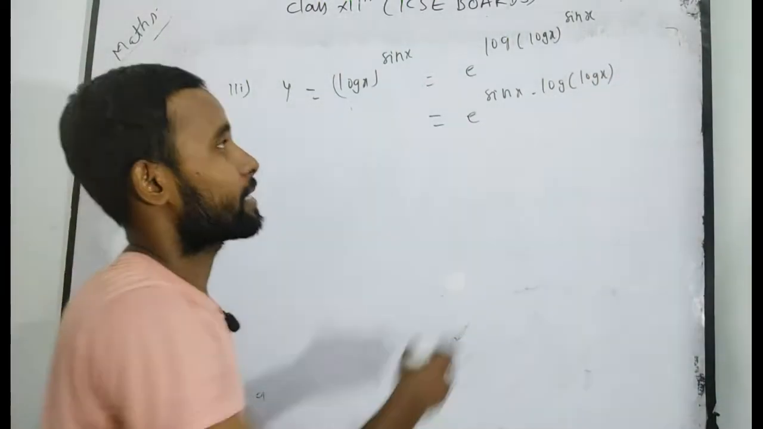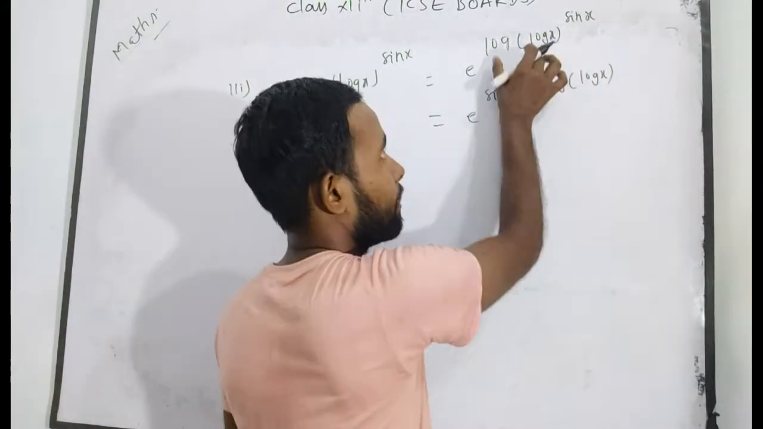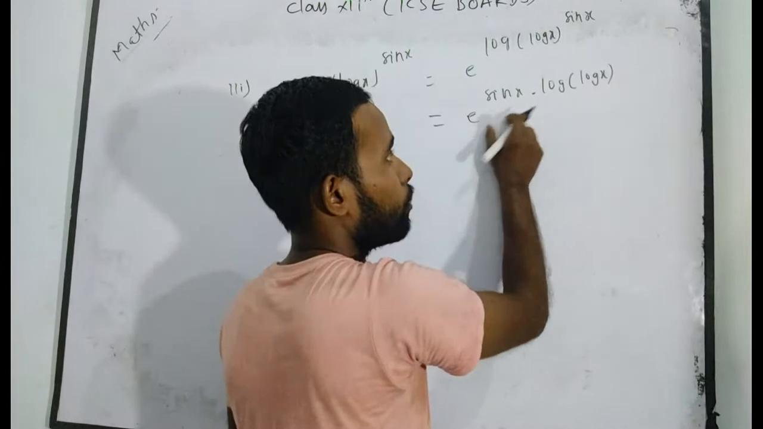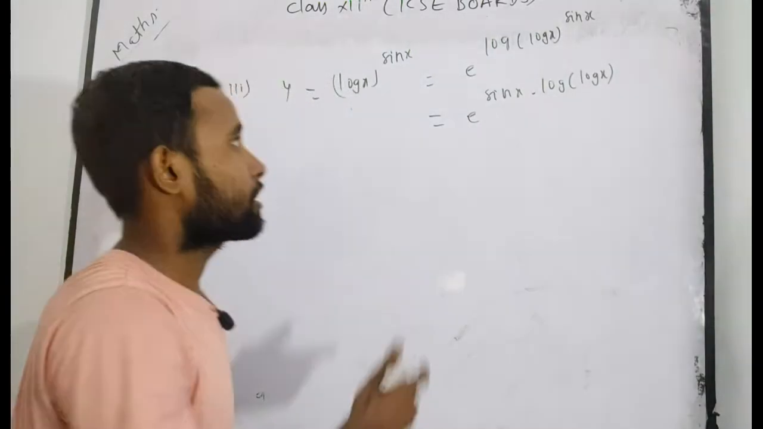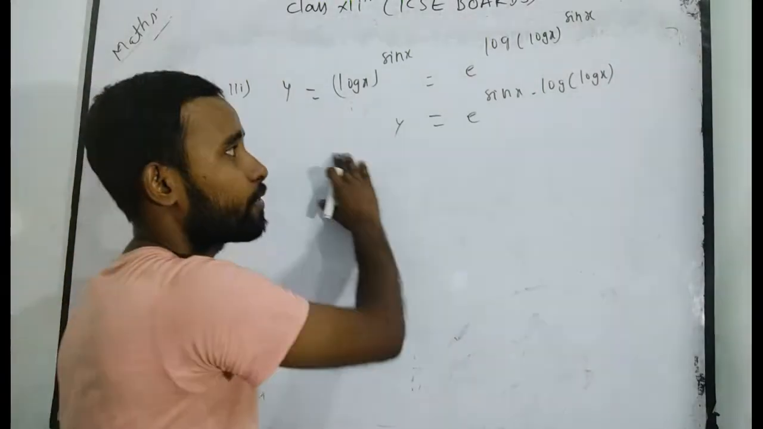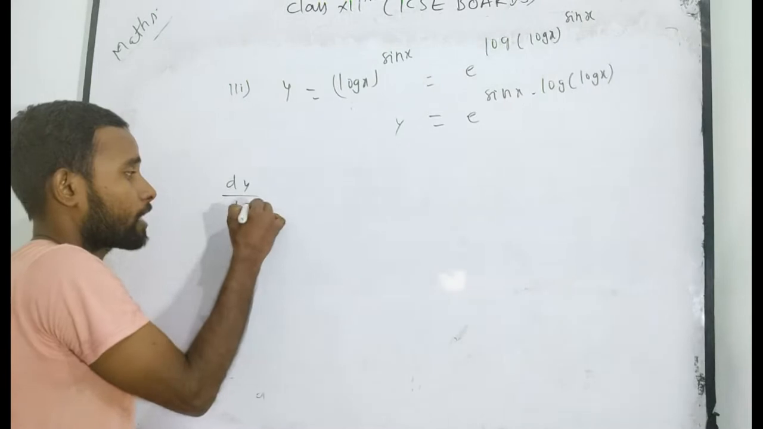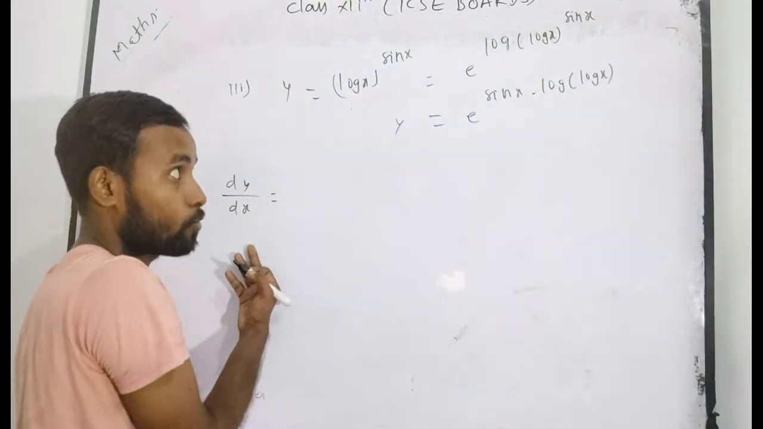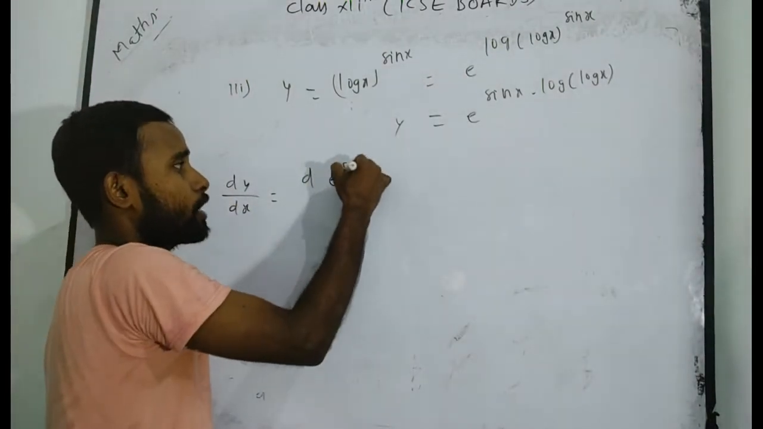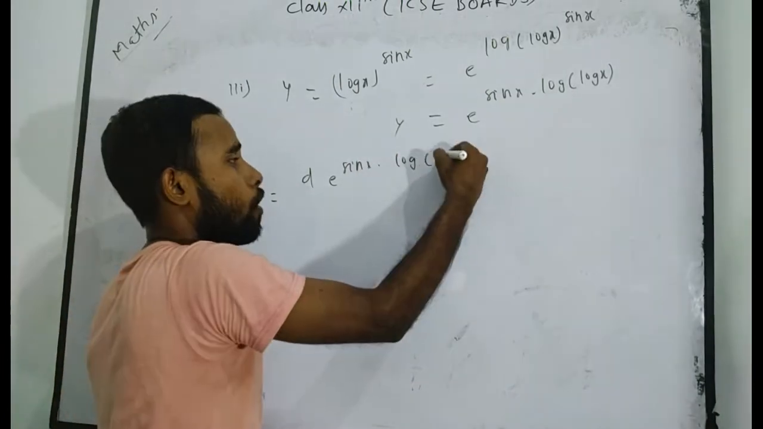I think you understand very easily. This is a very easy expression. I have taken only sin x as a product here, and log x in terms. That means e to the power sin x into log x. This is your y. Now you have to differentiate on both sides with respect to x. After differentiating on both sides with respect to x, you will get dy/dx, which will be derivative of e to the power sin x into log x.